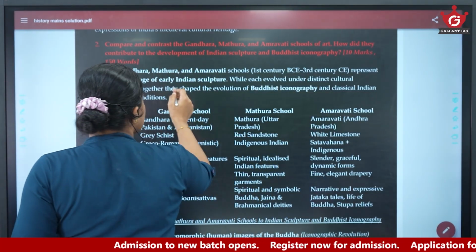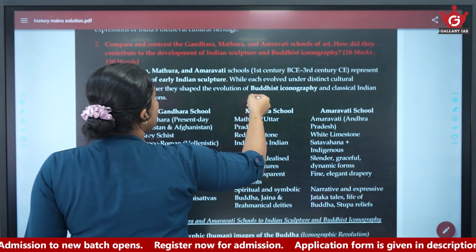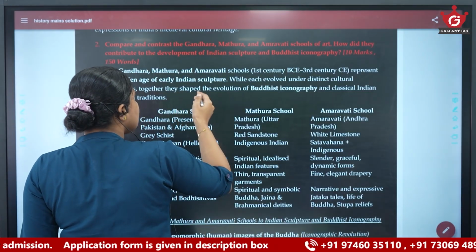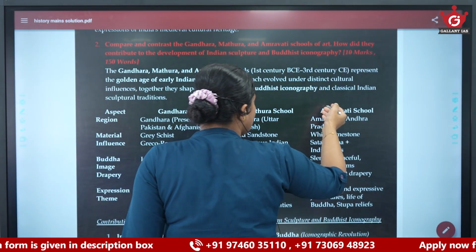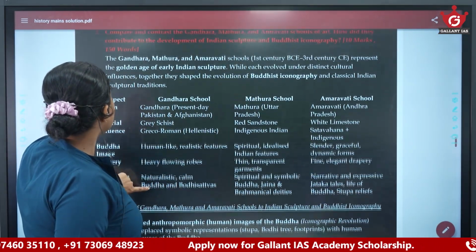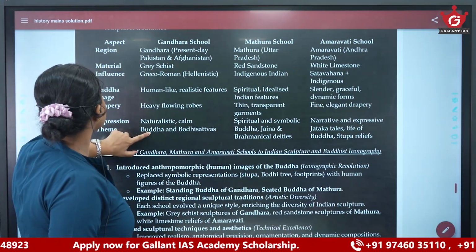They represent the golden age of early Indian sculpture. While each evolved under distinct cultural influences, together they shaped the evolution of Buddhist iconography and classical Indian sculptural traditions. So next step, we are going to compare and contrast.